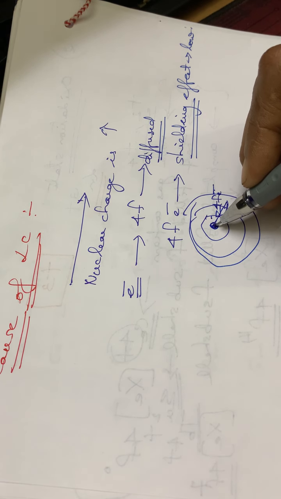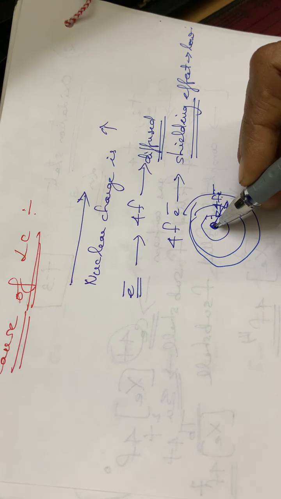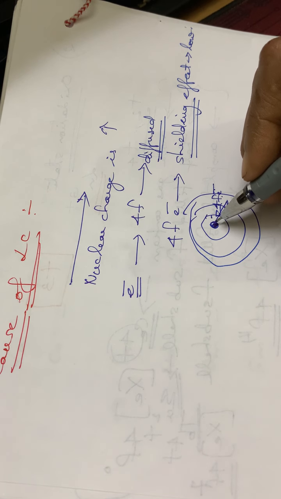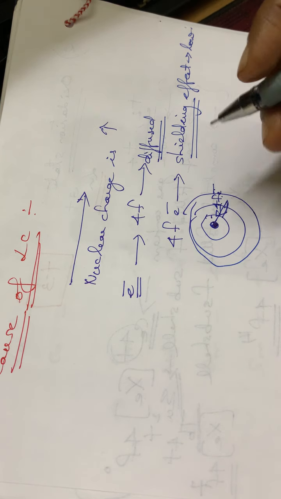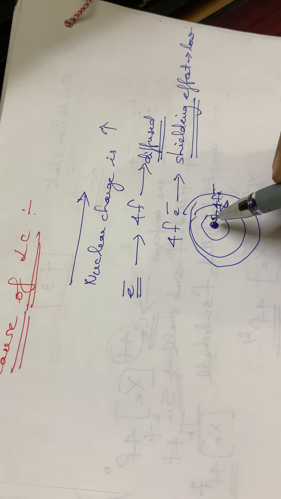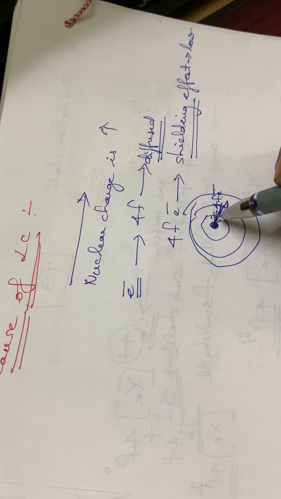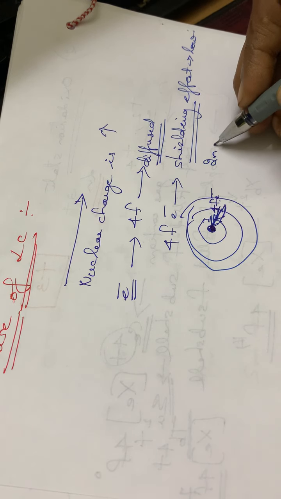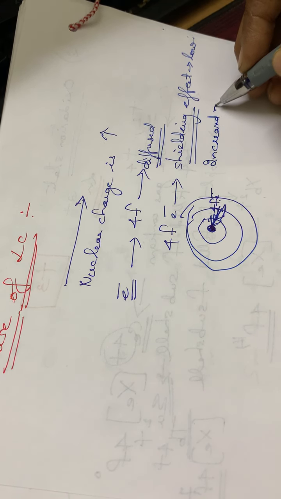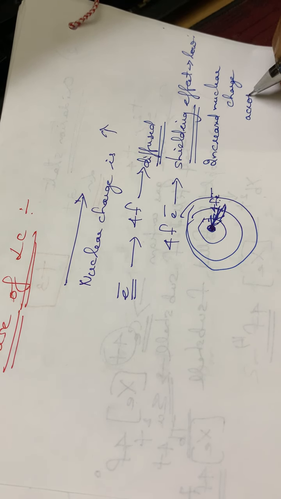Comparing the shielding effect and the nuclear charge, the nuclear charge has a greater power. So an inward pull is experienced by the 4f electrons, or the 4f electrons will be attracted more towards the nucleus as a result of the increase in nuclear charge. So here we can write: shielding effect is very low, and increased nuclear charge across the period.